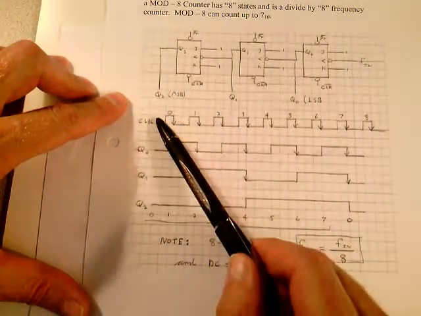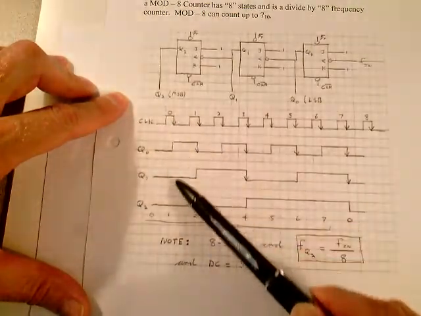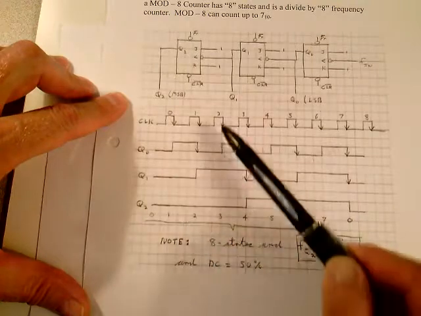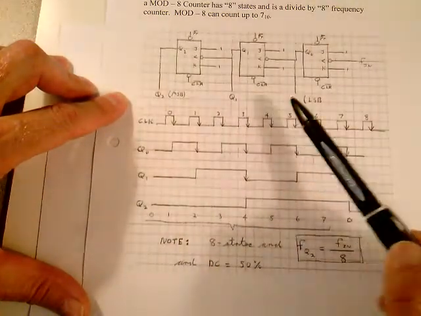And notice, this is your 0 count. This is your 1 count. Here's your 2 count. Here's your 3 count. Here's your 4 count. Here's your 5 count.